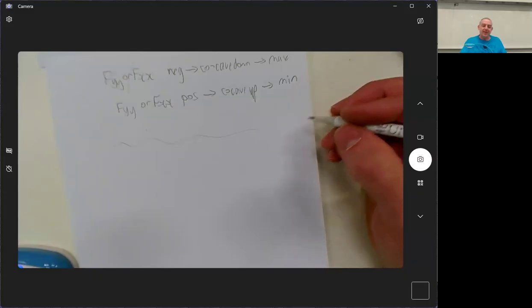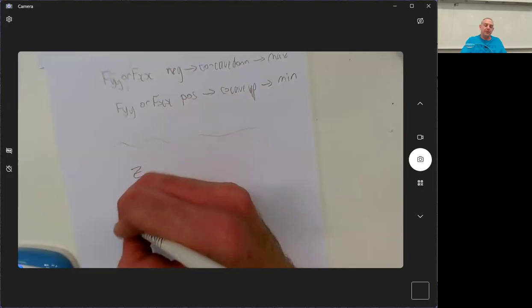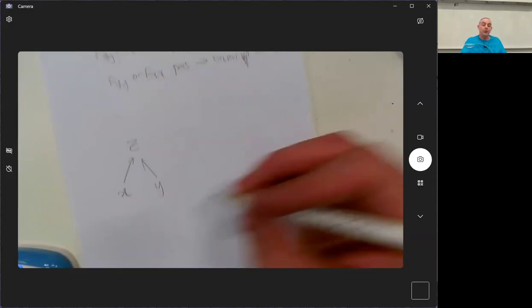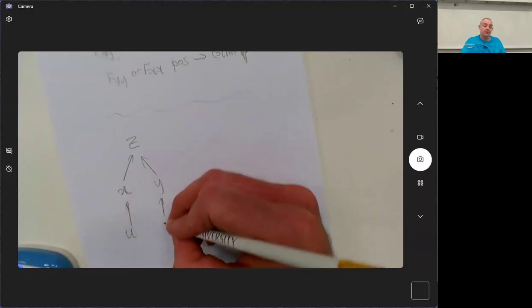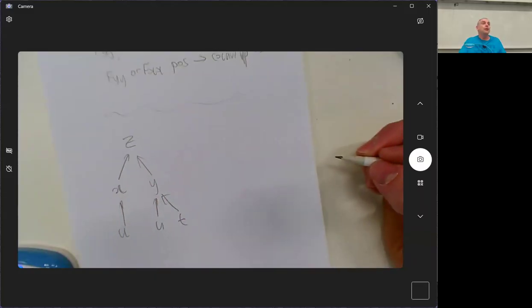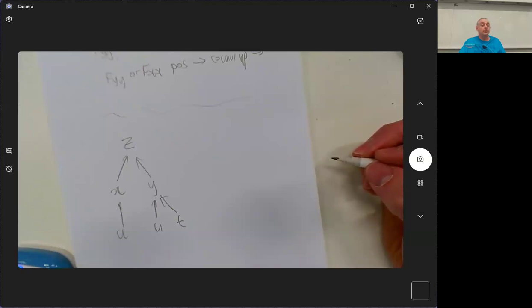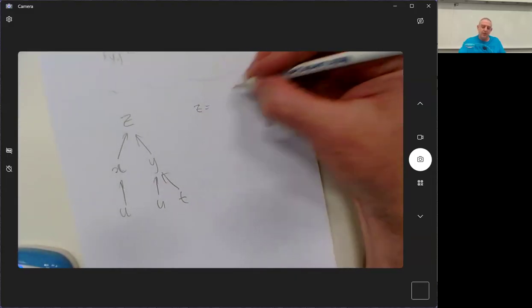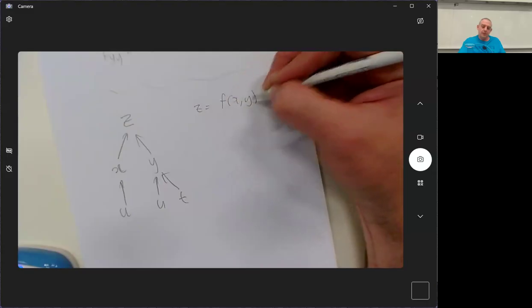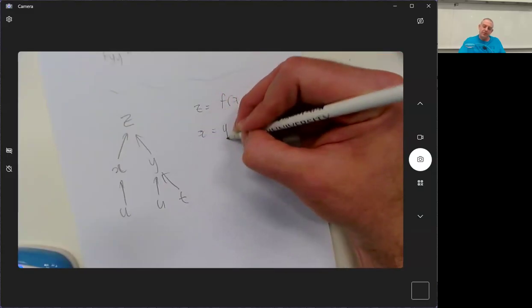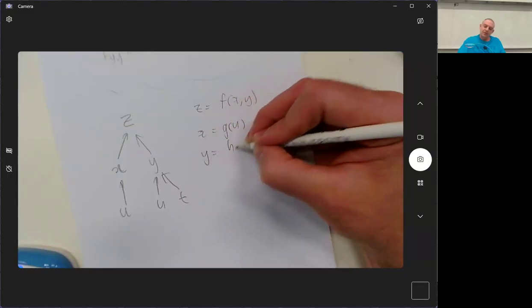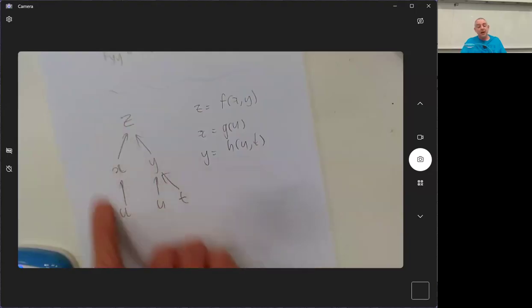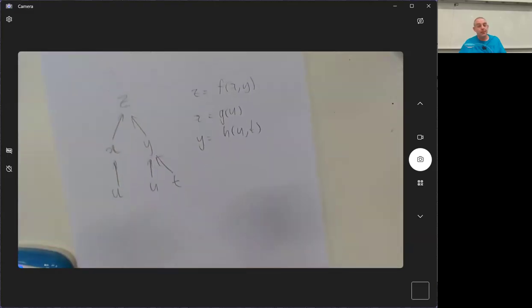And the multivariable chain rule says that if you have a function which is a function of two other variables, and they are also functions of other variables, then you can do the chain rule. So here's my story here. I've got that z is a function of x and y, and then x is a function of u, and then y is a function of u and t, something like that. And this is a diagram of what's going on there, saying which variables cause the other variables to happen. And this diagram tells me how the multivariable chain rule works.